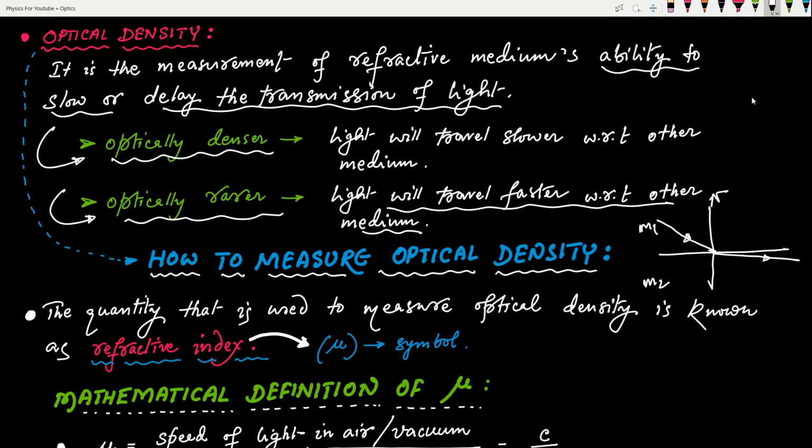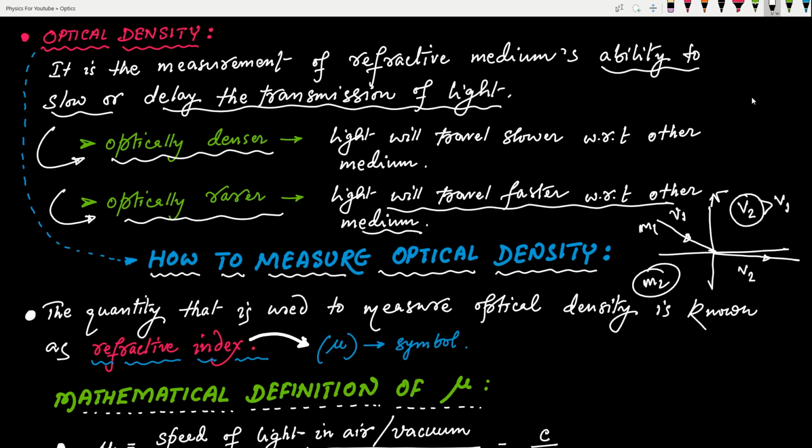It bends away from the normal. We'll be explaining when it will go away from the normal and when it will move towards the normal; that will be coming later, so don't worry. So we said that the velocity here is v1 and the velocity in medium 2 is v2. Now if v2 is greater than v1, since the velocity in the second medium is greater than the first medium, we say that medium 2 is optically rarer.